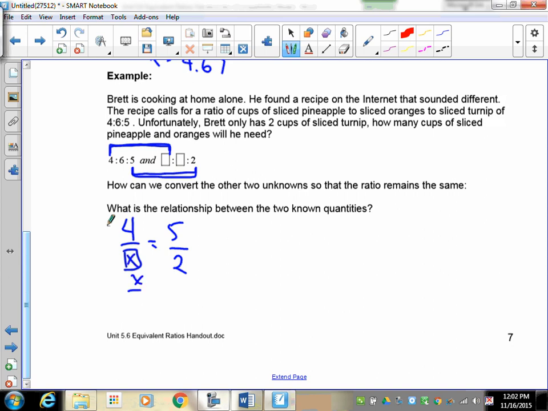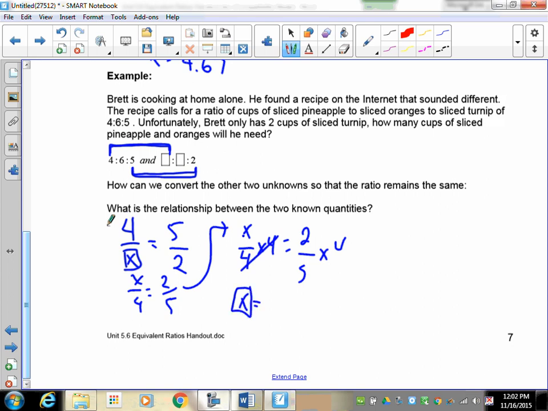You flip it. X over 4 is equal to 2 over 5. Do the same thing to both. I'm going to move over here because I ran out of room. So that becomes x over 4. You multiply by the number under the variable. And 2 over 5 times 4. These cancel, leaving you with x, or your box. And 2 divided by 5, multiply that by 4, gives you an answer of 1.6. So he needs 1.6 or 1 6/10 cups of pineapple.